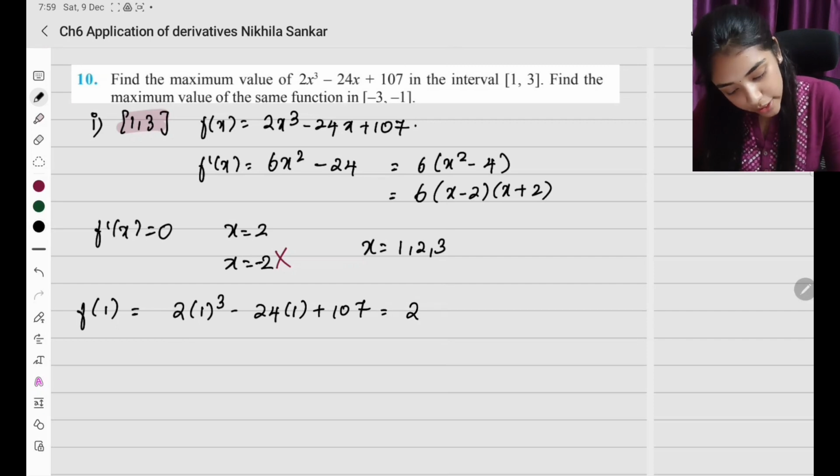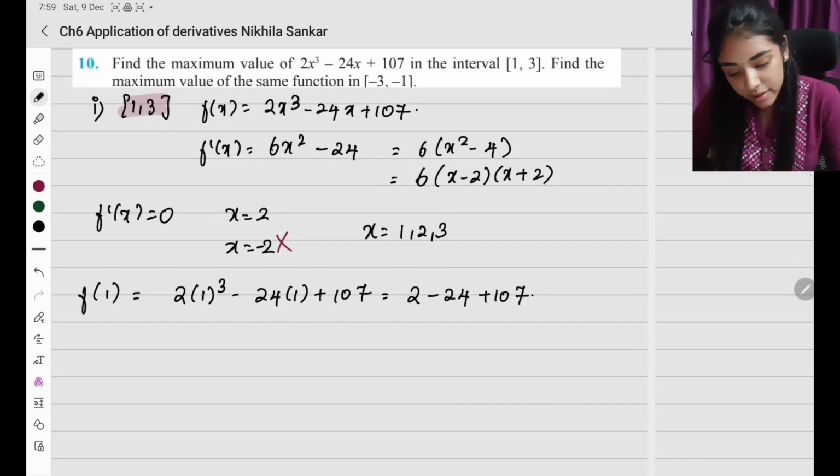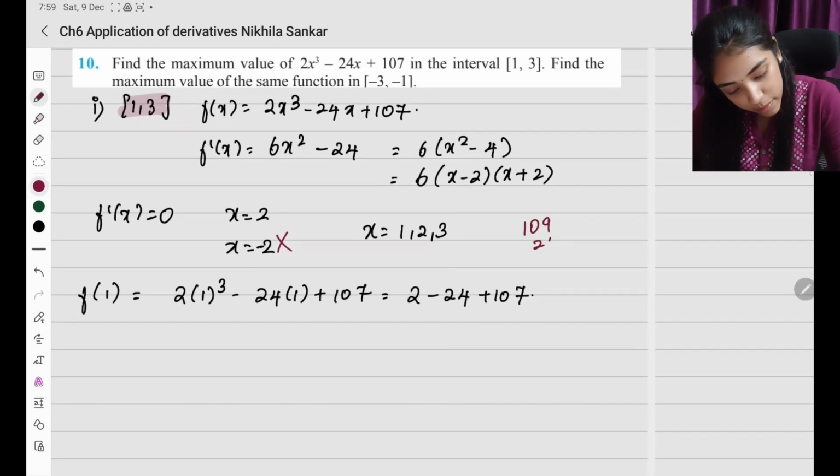So this is going to be 2 minus 24 plus 107. So I have 109 minus 24. So I'll subtract. I'll have 89 minus 4, 85. So this is going to be 85.